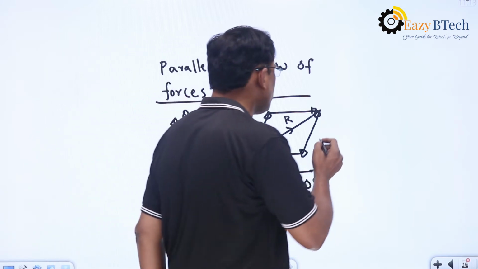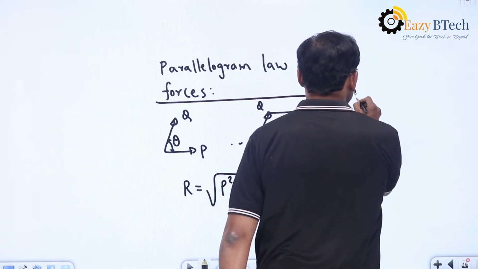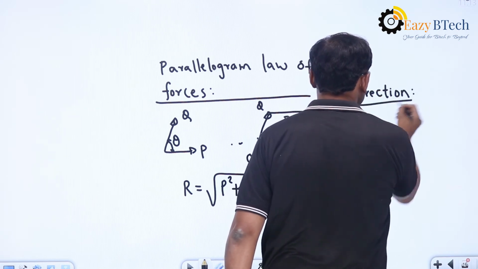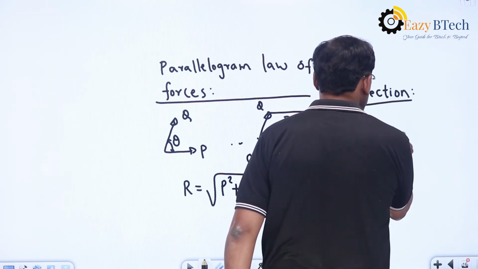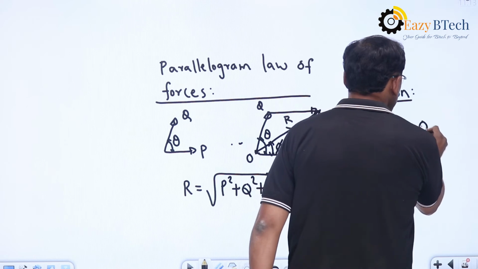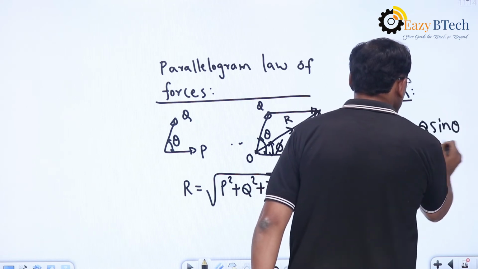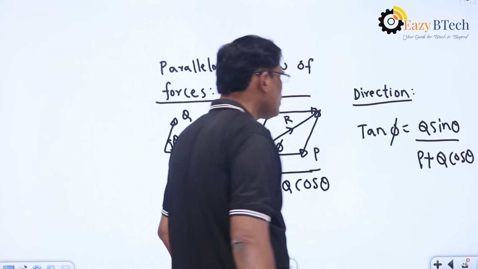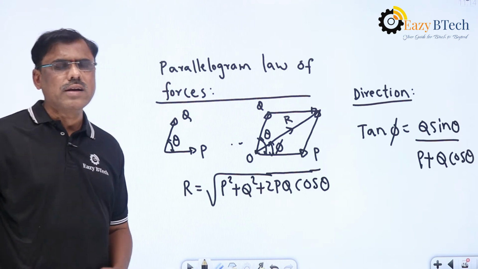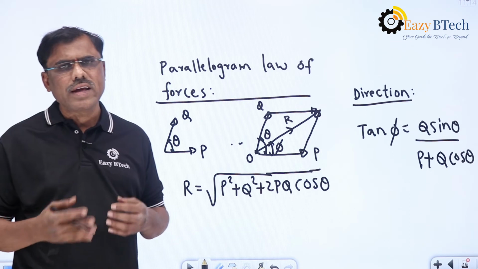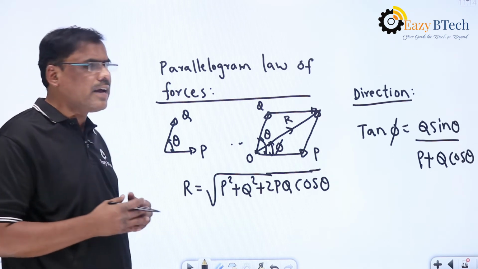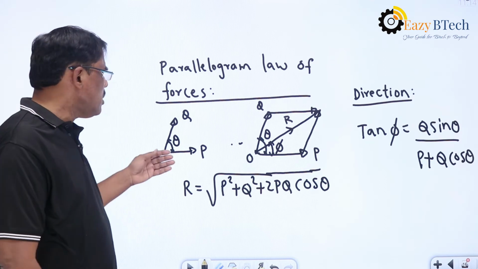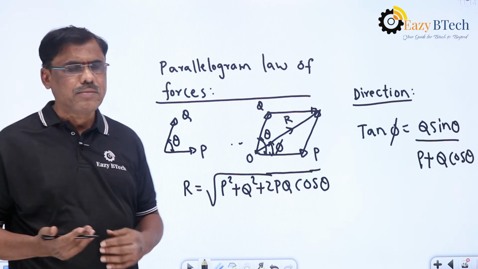When it comes to the direction of resultant, tan phi is equal to Q sin theta by P plus Q cos theta. So this is an important one. Whenever two forces are given and the included angle between them is given, the magnitude and direction of the resultant can be calculated by using these two formulae.